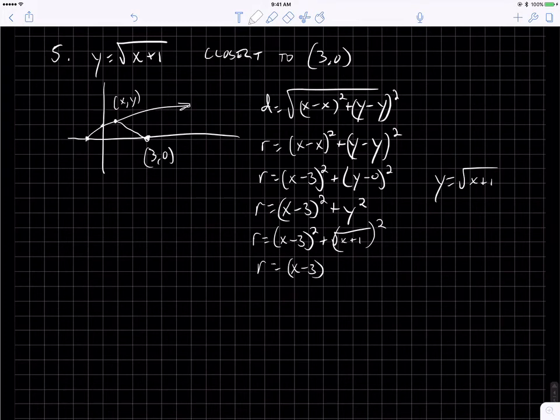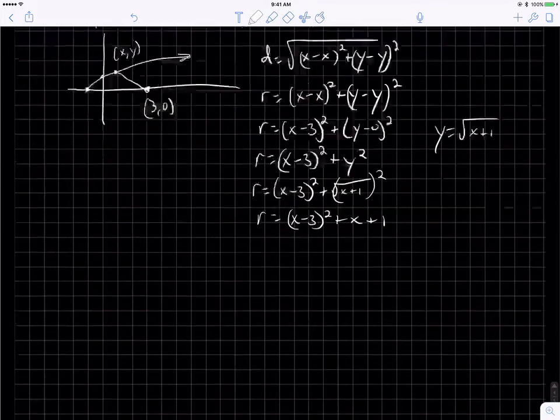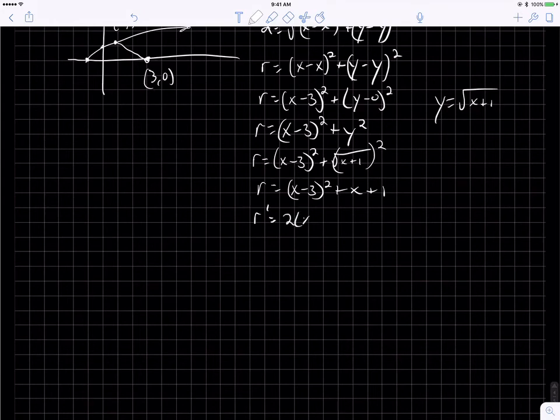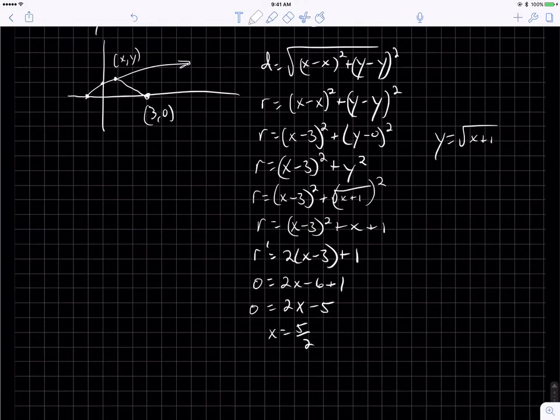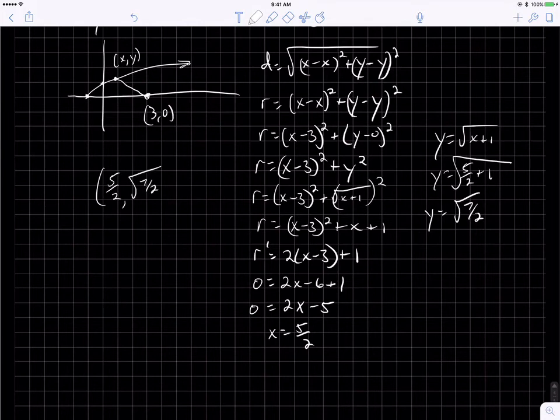If I simplify that, I'm here. Now I can take the derivative, chain rule, and then power rule. So I set it equal to 0. x equals 5/2. That's the x coordinate of the point that's closest. How do I get the y? I plug it back in here. So that would be the square root of 7/2. So the coordinates are (5/2, square root of 7/2). That's the point that's closest.